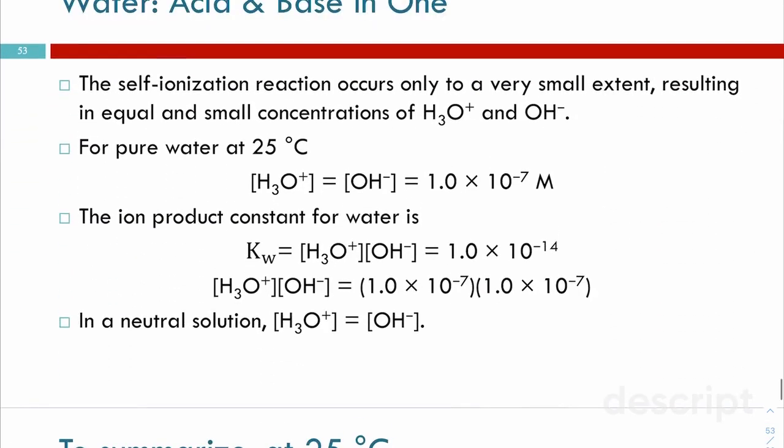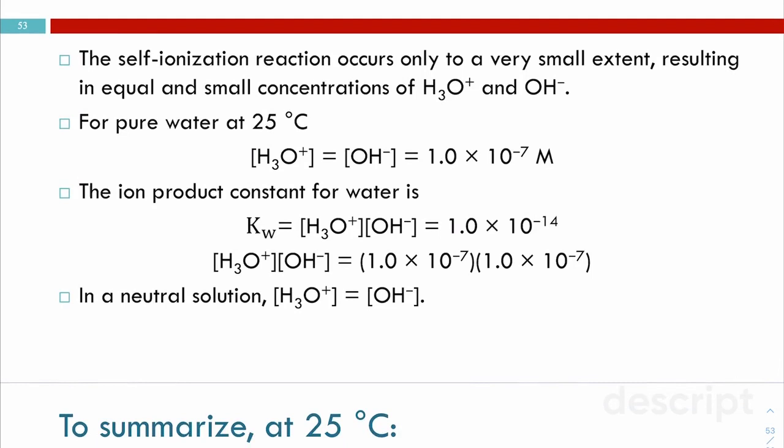So it happens to a very, very small extent. So it's kind of like water's acting as a weak acid and a weak base. And that quantity is known. It's 1.0 times 10 to the negative 7 molar. So that's the concentration. Very, very small concentration of acid and base present.